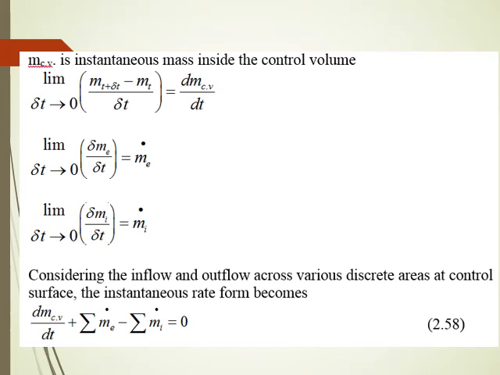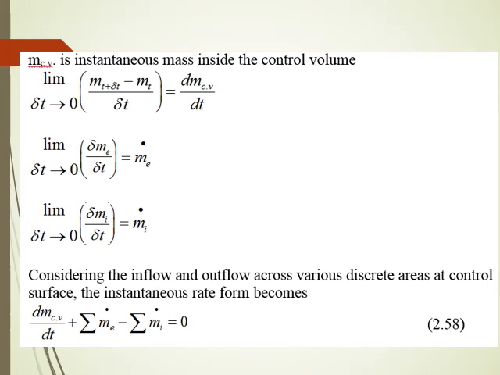Now m_cv is the instantaneous mass inside the control volume. So basically, when you put the limit of delta t tending to 0, then m_(t+delta t) minus m_t upon delta t will become dm_cv upon dt, and that is basically the instantaneous rate of change of mass inside the control volume.